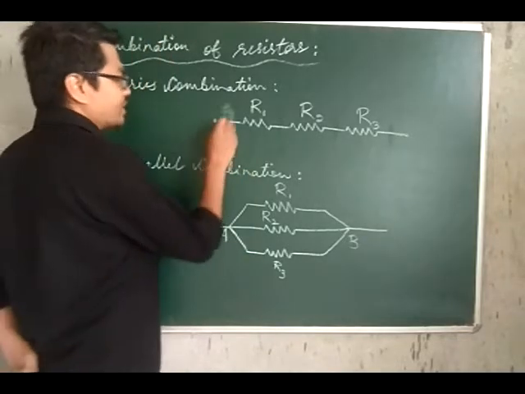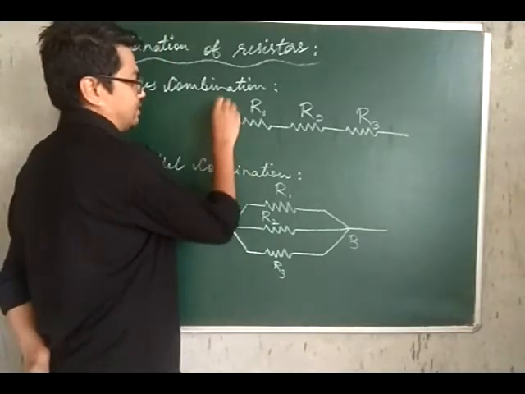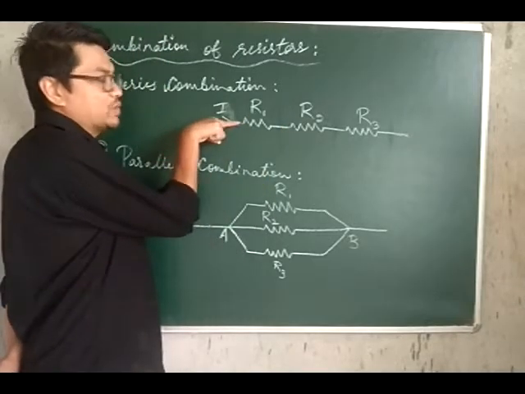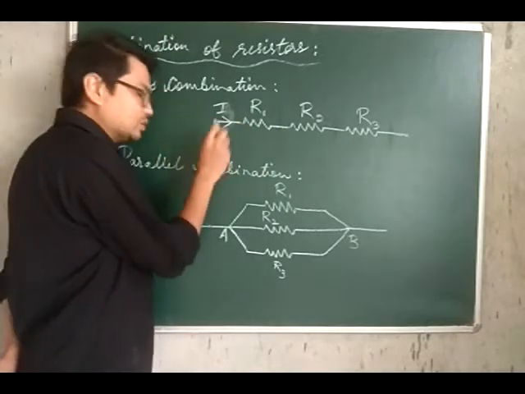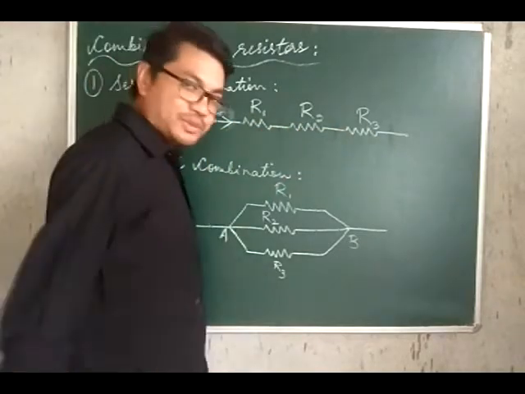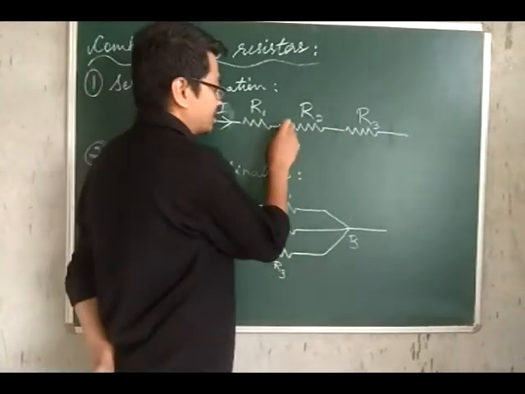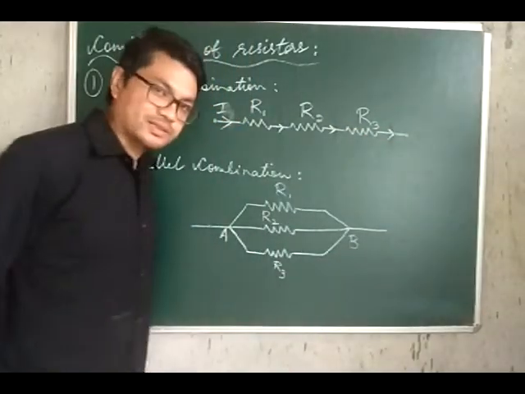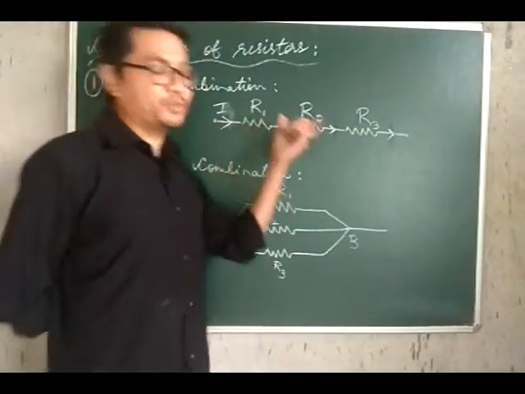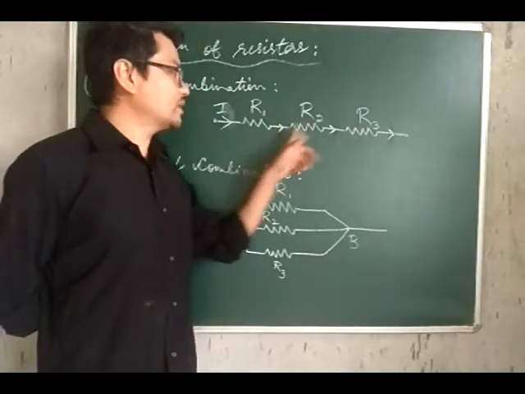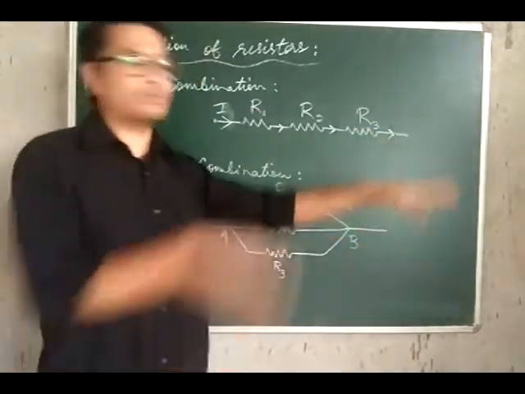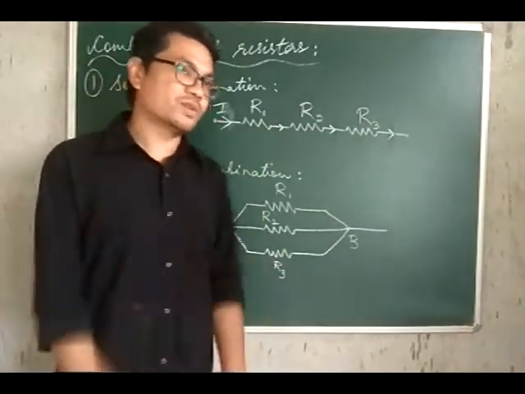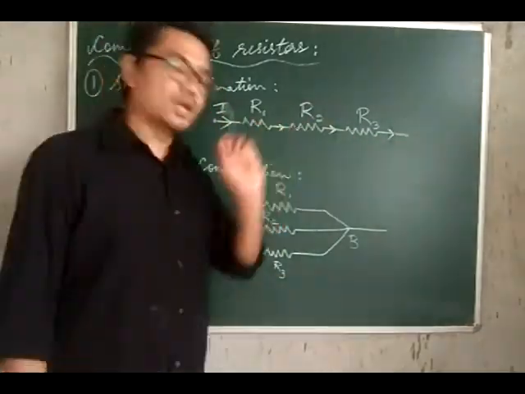Now, if say for example current I flows or is coming towards the first resistor, in series combination what happens is the same value of current I flows through all of the resistors. In series combination, I repeat, the value of the current flowing through each of the resistors, whatever be the number of resistors connected in series, through each of the resistors the same value of current will flow.